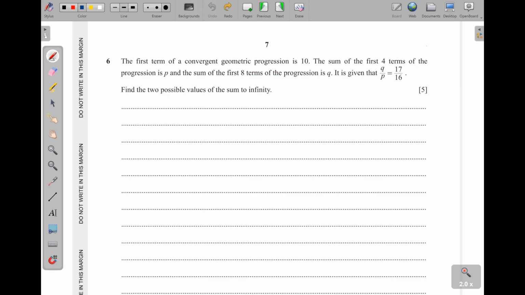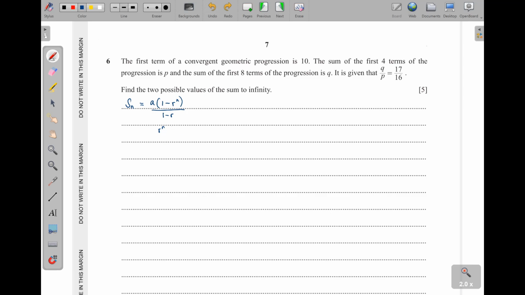Now, what we are going to do here, of course, we know that the sum of the first n terms of a GP is a into 1 minus r to the power n, over 1 minus r, if r is less than 1. But if r is greater than 1, then we shall have r to the power n minus 1, over r minus 1.